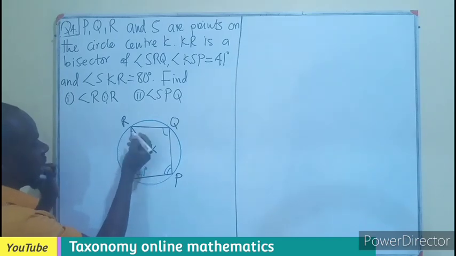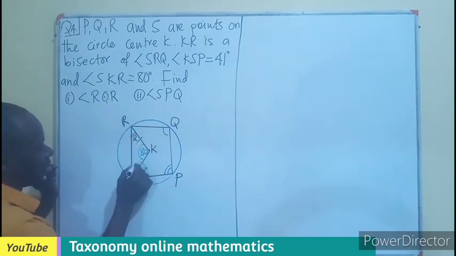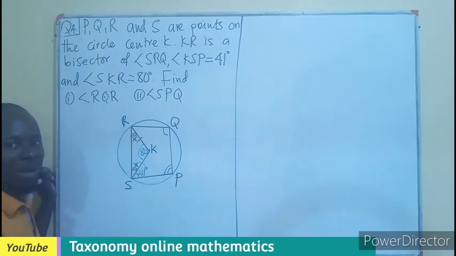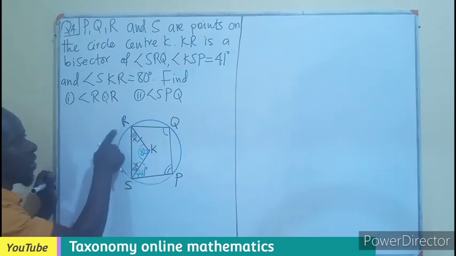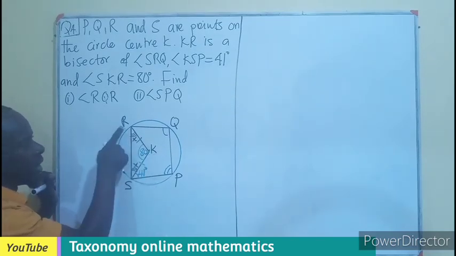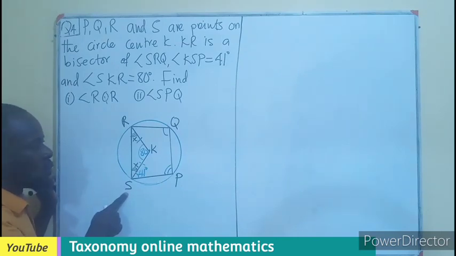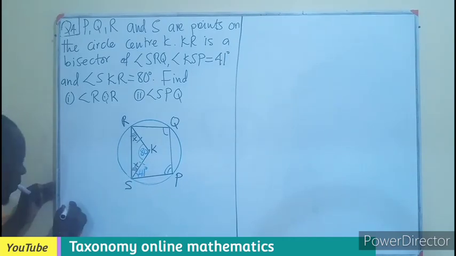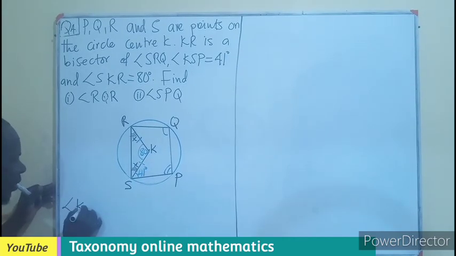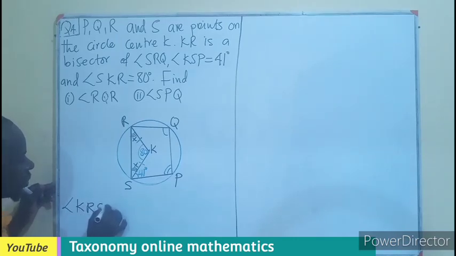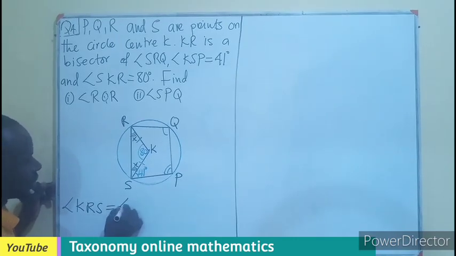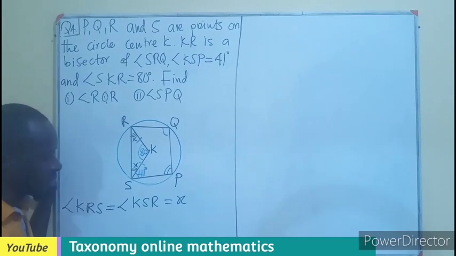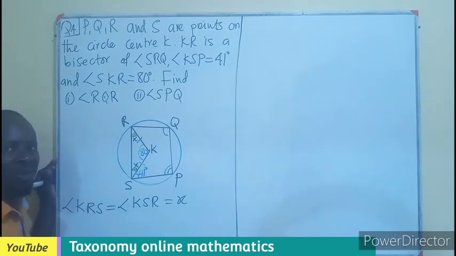So let me put here x, and here will also be x. That is if I draw the diagram as part of my solution. If I do not draw, then I have to describe the angle: angle KRS should be equal to angle KSR, which is x, because they are base angles of an isosceles triangle.